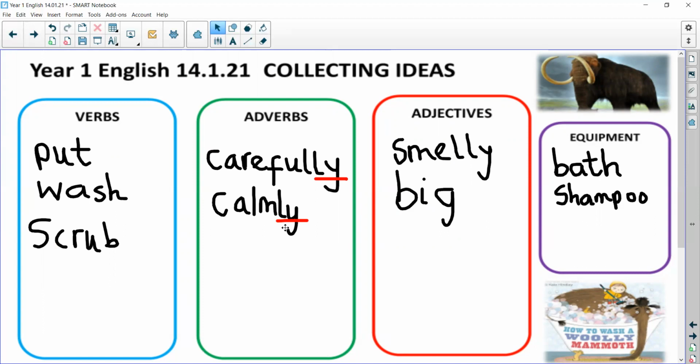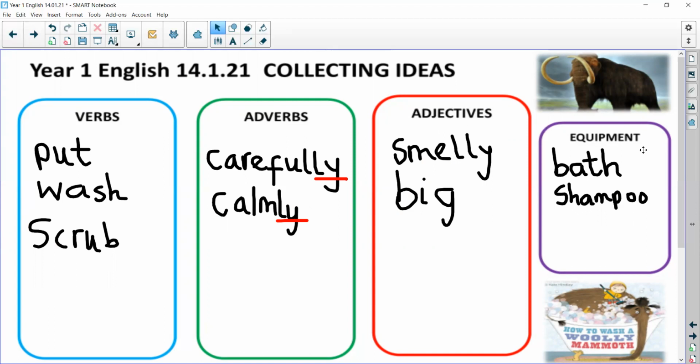I'm thinking about how you're going to scrub the mammoth. You might scrub him energetically. So that's another adverb. You're telling the person how to do it. So you're not being careful, you're not doing it calmly, you're doing it energetically, that's full of energy. And then adjectives. So I've written some adjectives here: smelly, big. What might the bubble bath smell like, or the shampoo? So we can write some adjectives underneath this heading. So remind you of the adjectives that you will use tomorrow in writing your instructions.